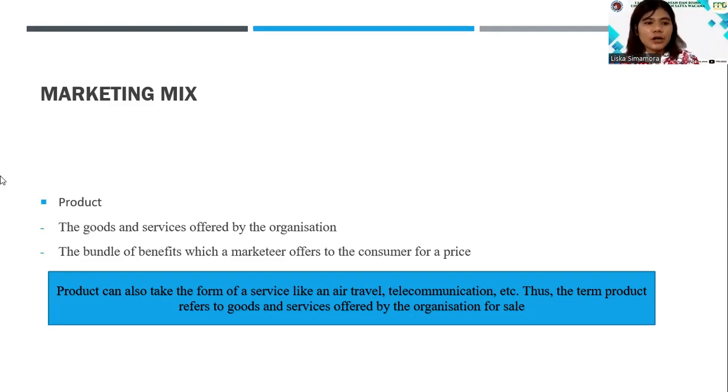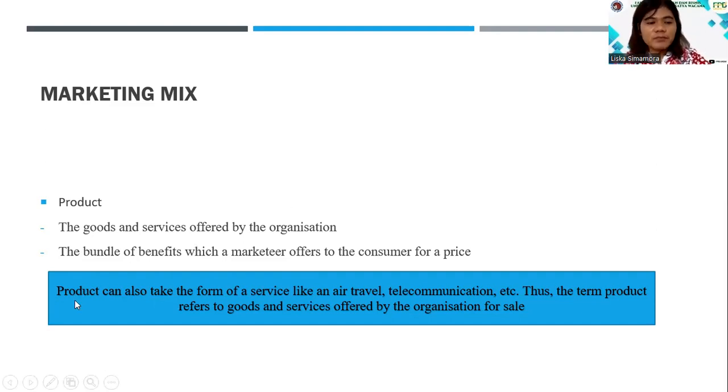Okay. So the bundle of benefits, of course, the goods and services offered by the organization. Organization means if it's your company, the place you are working on. So the bundle of benefit which a marketer offers to the consumer for price. So the product we mentioned here is the product that has a price, because we are going to sell them. So we have to impose a specific price.